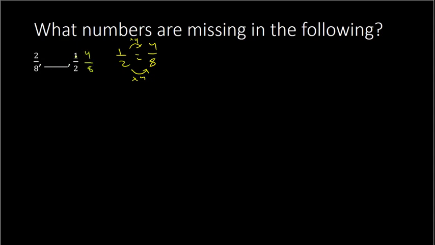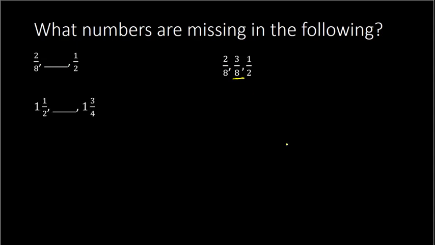So counting in order, 2, something, and then 4. What's between 2 and 4? That's going to be 3. So we have 2 eighths, 3 eighths, and then 4 eighths. So 3 eighths is going to be the number in between the 2 eighths and 1/2.